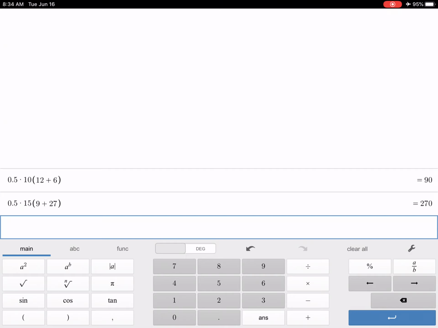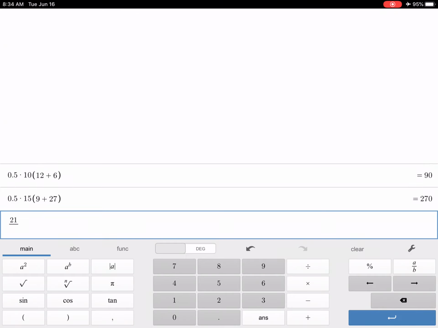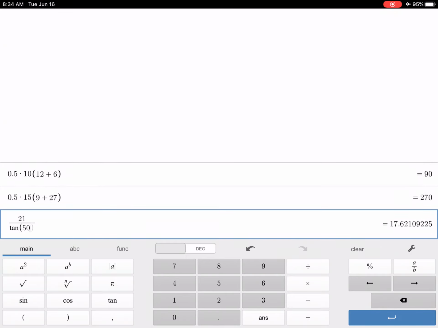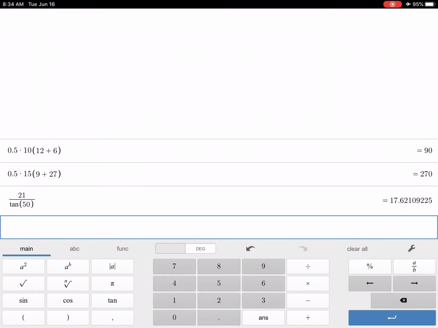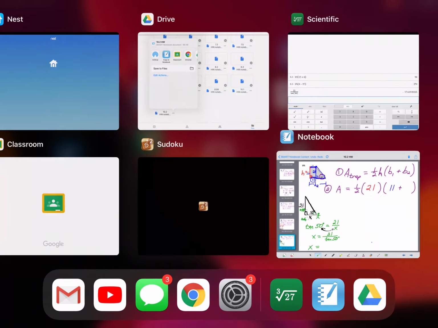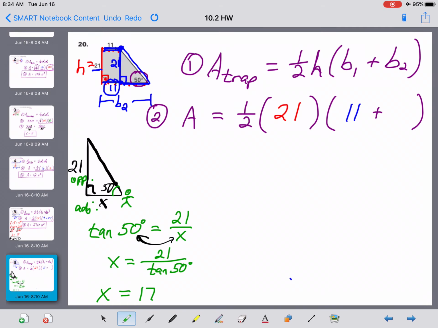And so let's try that again. 21 divided by the tangent of 50 degrees gets us 17.62 for that answer here. 17.62. Now, you got to be careful here. What we have found is the value of x right over here, which was this piece, 17.62. But that's just one of the components that makes up what we really needed right here, which was base 2. So base 2 is going to be the sum.